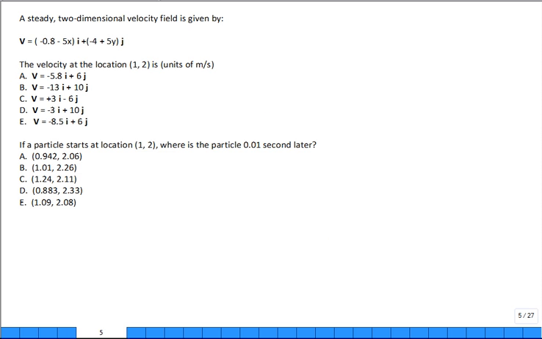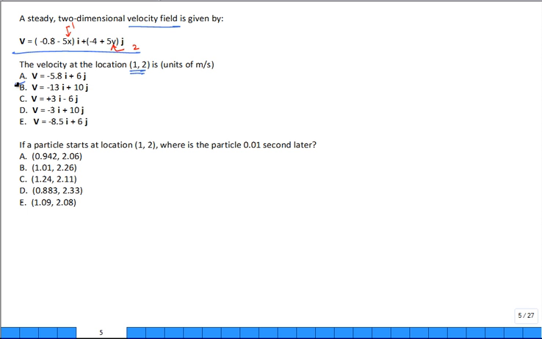Now the next question is, for the same velocity field, the velocity at the location 1, 2, and I didn't put the units meters per second, but every one of those has meters per second in it. But what is the answer? What is the velocity at the location 1, 2? Well, you'd put in 1 for x, and for the y, you'd put in 2. Then you would just evaluate it.